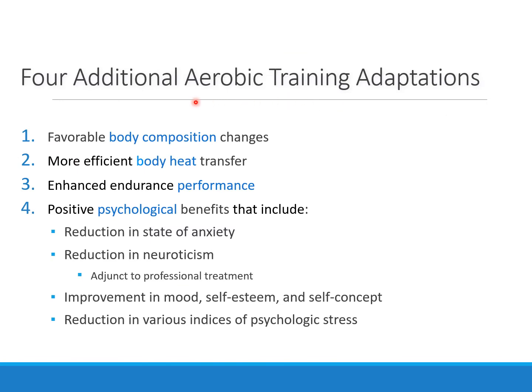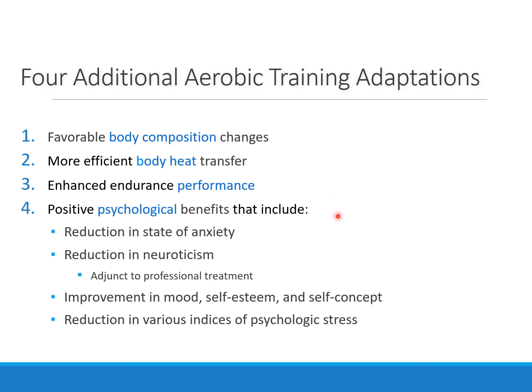So there's 4 additional aerobic training adaptations that occur. Number 1 is the obvious one. You get favorable body composition changes. You're getting more lean, getting more muscle mass. You're getting more efficient body heat transfer. You're getting enhanced endurance performance.